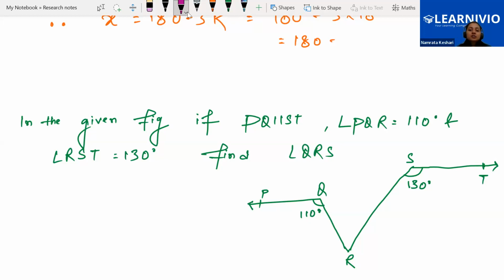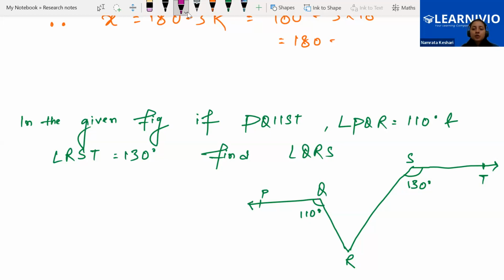Anywhere I can join this R with T, that is also acceptable. I can join this Q with S, that is also acceptable. Whatever you want to join, whatever construction you want to do, but find QRS. Whatever you want to do with this figure, any construction, any point joining, do it. Give it a shape of trapezium, triangle, quadrilateral, circle, or whatever, but find QRS.